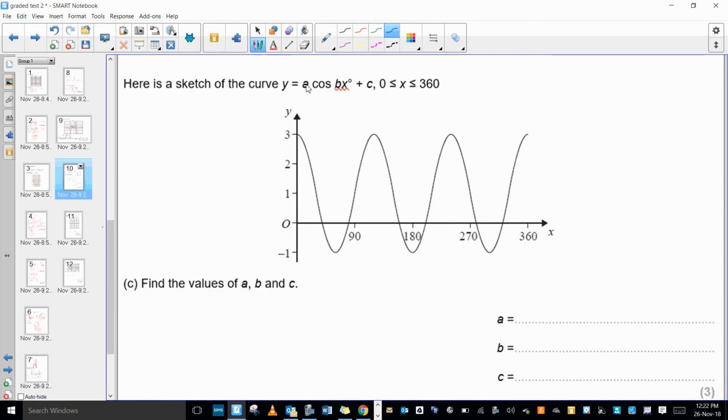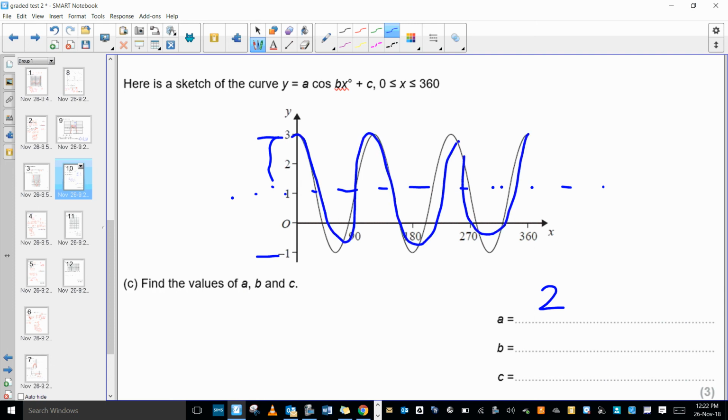The a value here tells us about the amplitude. So if it's gone from 3 to negative 1, halfway would be here, and that measurement here is 2. For b, the easiest way to do it is to say, how many cycles does it do in 360 degrees? So it's done 1, 2, 3 cycles.